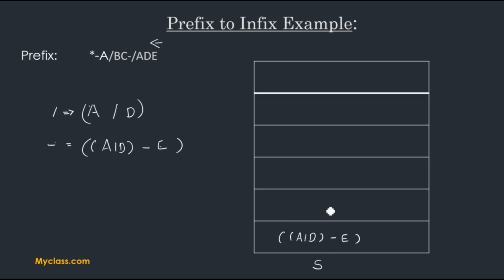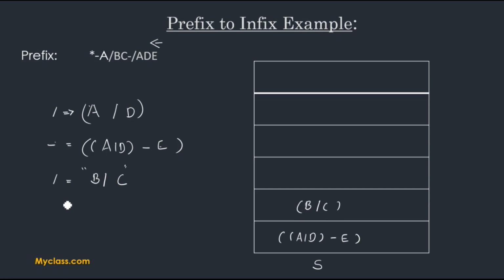Now an operand came, C, we are pushing. Another operand came, B, we are pushing. Now an operator came, division, so we are popping B, then we are popping C and making a string like this. After popping, only one element is there, so we want to write this new string into our stack. So we are pushing B divided by C into our stack.